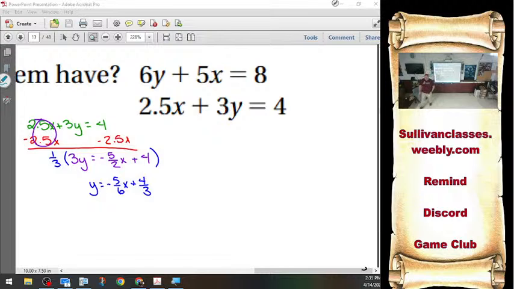Top equation or bottom? Top. Why? For fun? I don't know. I can't put this into here because that's the equation it is. Don't put an equation back into itself, or you will get the identity every single time. I'm going to put it right here. That's not 6y anymore.